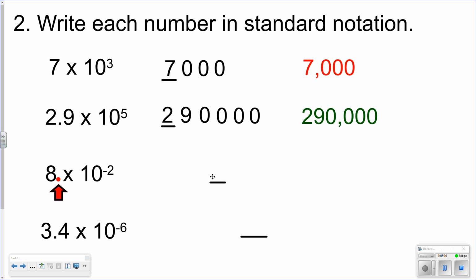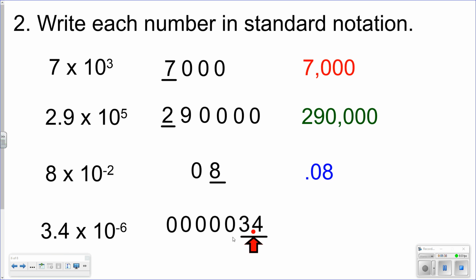This one, the decimal is here, but notice it's a negative exponent, which means I have to go left 2 places. So it starts here, and I go 1, 2. My answer is 0.08. With this one, my decimal is between the 3 and the 4, and I need to go 6 places. So I'm actually only adding 5 zeros. So there it is in standard form.